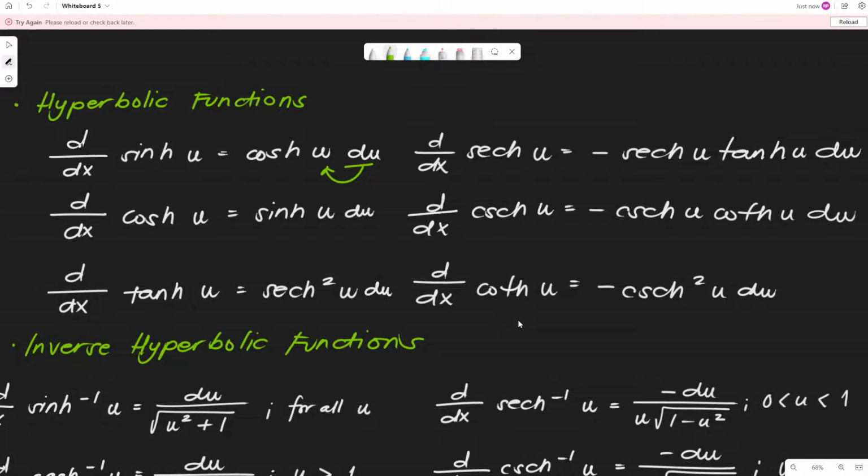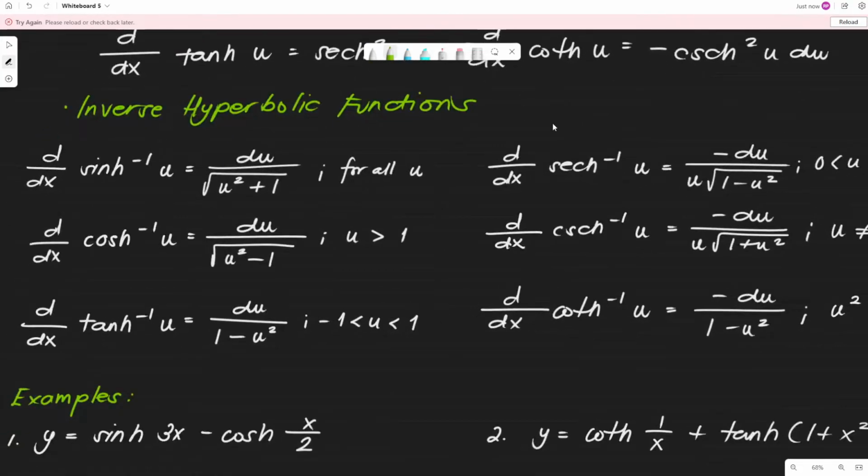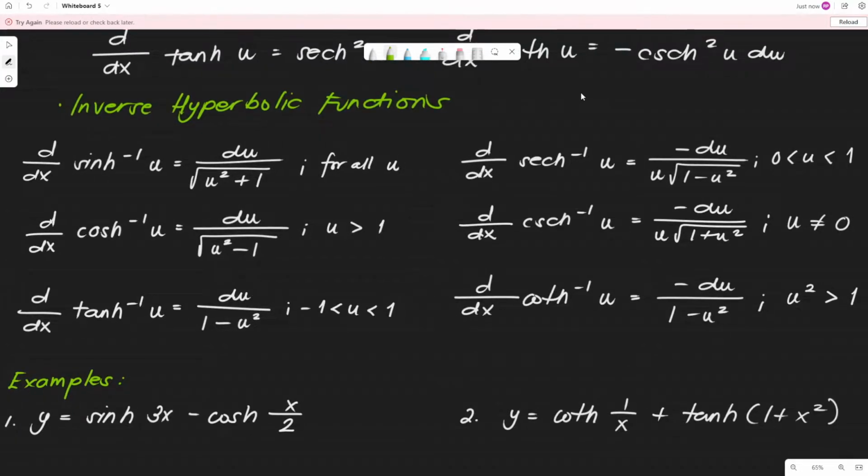Saan tayo magkakaroon ng negative? Kay hyperbolic secant, hyperbolic cosecant, tsaka hyperbolic cotangent. Kay sinh, kay cosh, tsaka kay tanh, hindi tayo magne-negative. Positive silang tatlo. Then the rest, negative na. Okay, so medyo madali lang tandaan yan, no? Ito yung medyo tricky tandaan, yung sa inverse hyperbolic functions.